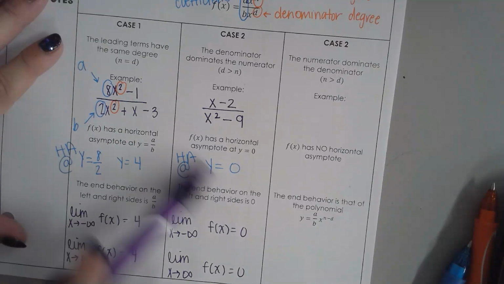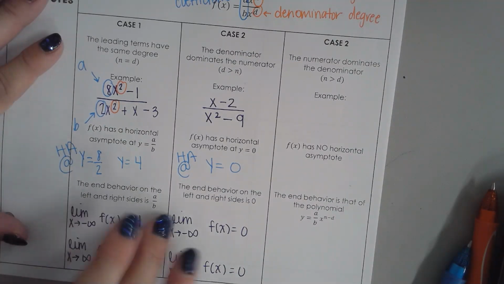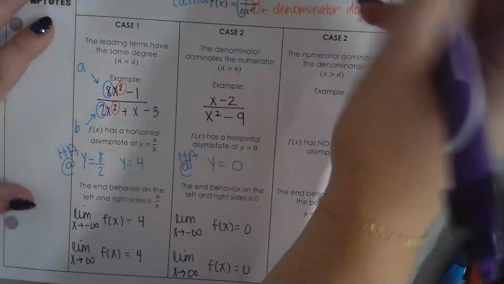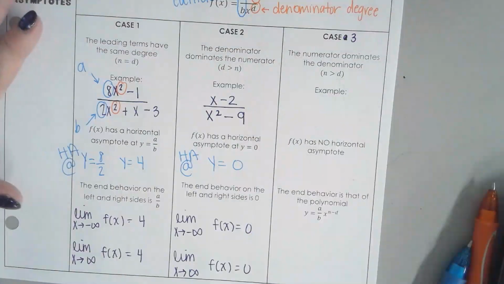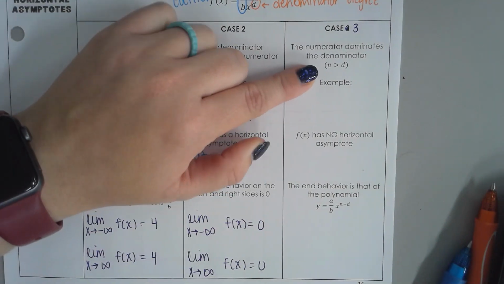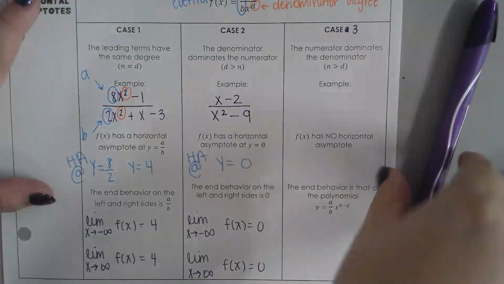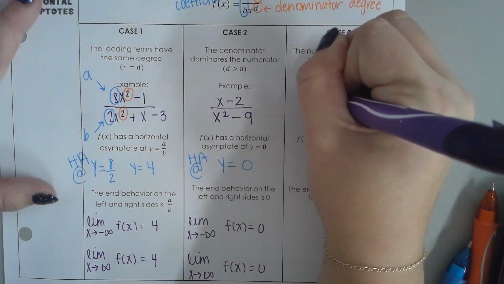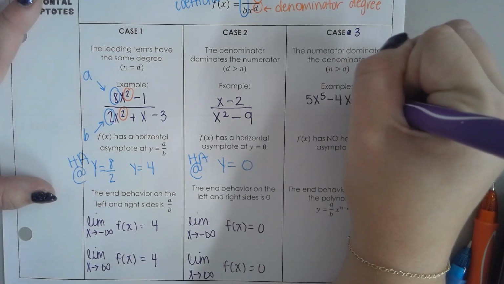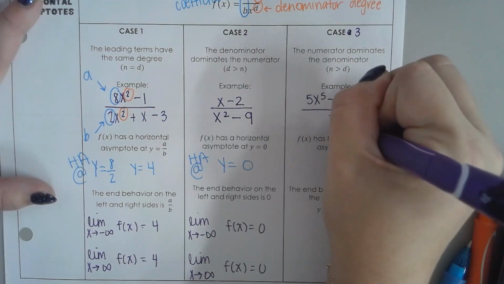This is really more memorization than anything. You just have to memorize these rules. Now the last case, I should say case 3, is if the numerator degree is bigger than the denominator. Okay. So for example, 5x to the 5th minus 4x plus 3 over x minus 2.